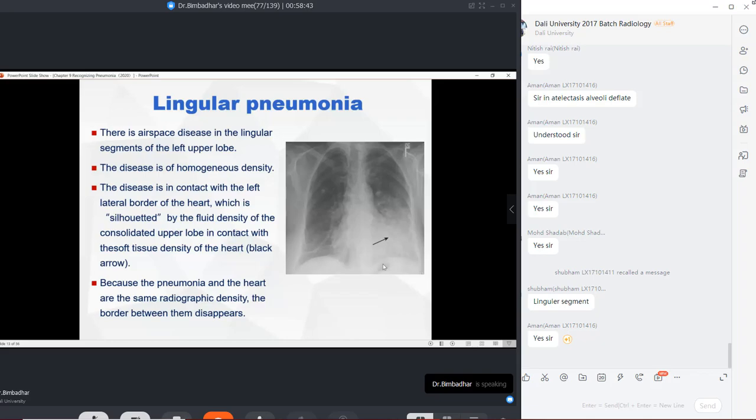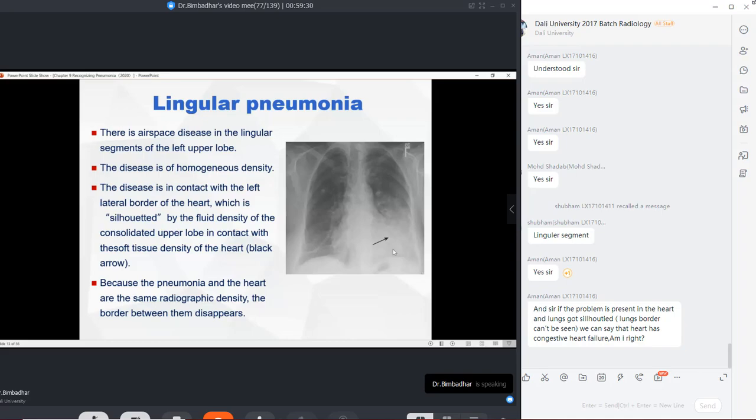If the borders of two anatomical structures are blurred, it suggests that the problem is present in the anatomically related structure whose border has been blurred. So here I cannot see the left heart border, which means the problem is present in the anatomically related structure. The structure related to the left heart border is the lingula, so because this homogeneous density is obscuring the left heart border, I understand that it is indeed a pneumonia present in the lingular segment itself.